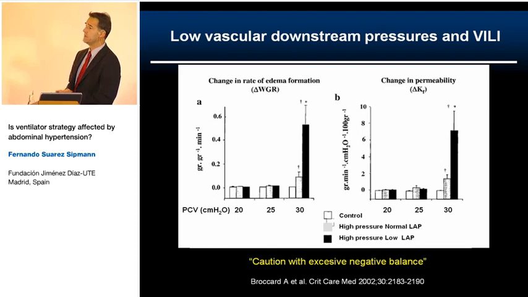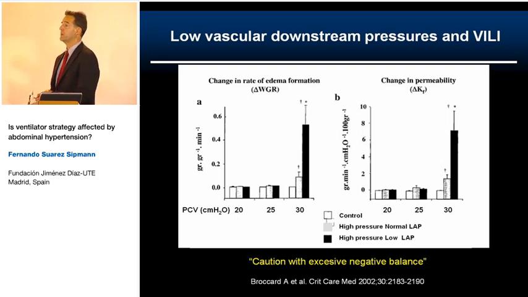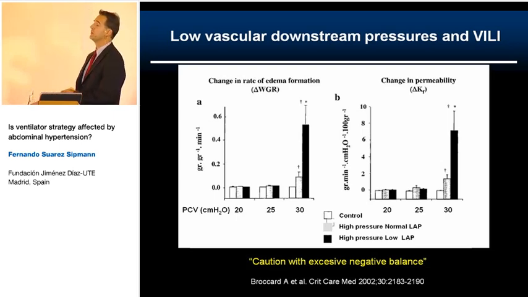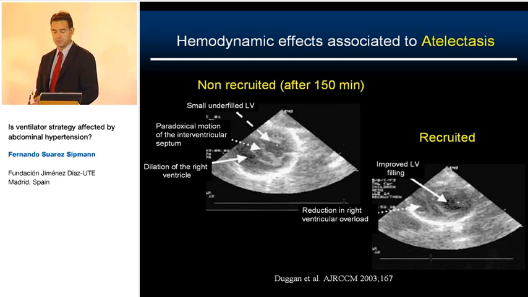This was studied again in an isolated rabbit lung model. And here animals were submitted to high inflation pressures, and one group was maintained with a normal left atrial pressure, and the other group was submitted to a low left atrial pressure. And again, the animals with high inflation pressures but low downstream pressures had the major lesion, measured by the change in the rate of edema formation and the change in permeability. Bottom line of this study, we should also be cautious with excessive negative balance when we're treating ARDS lungs.